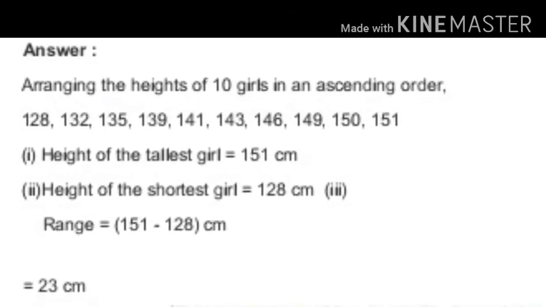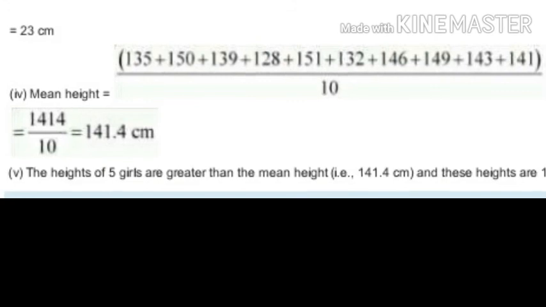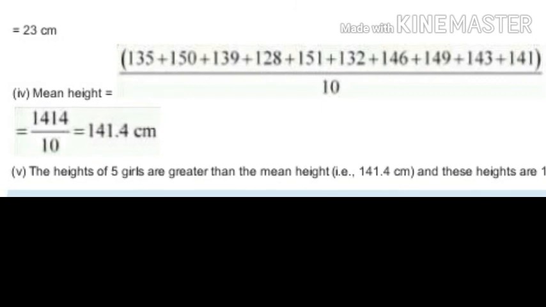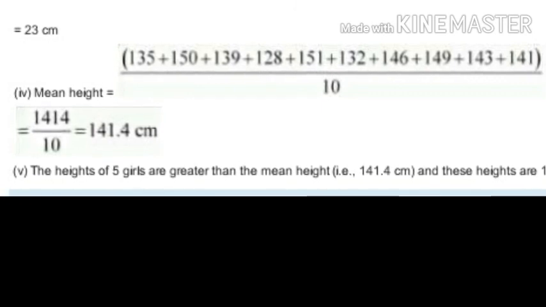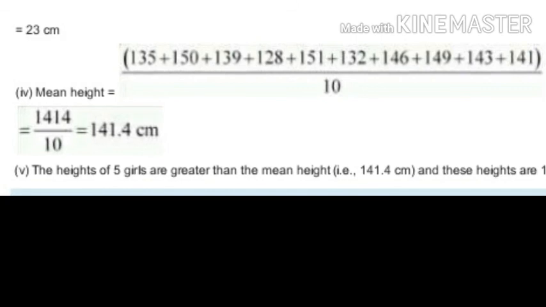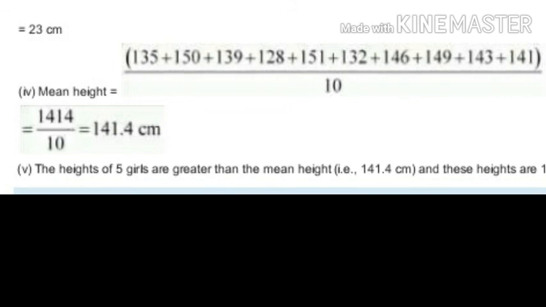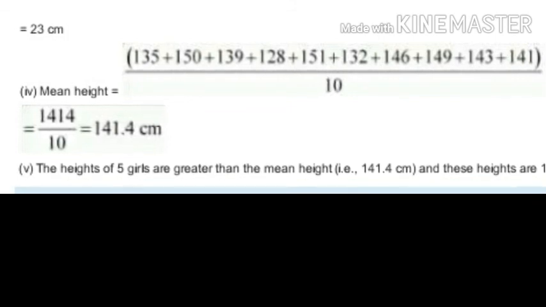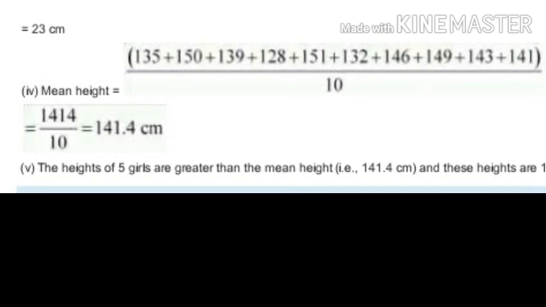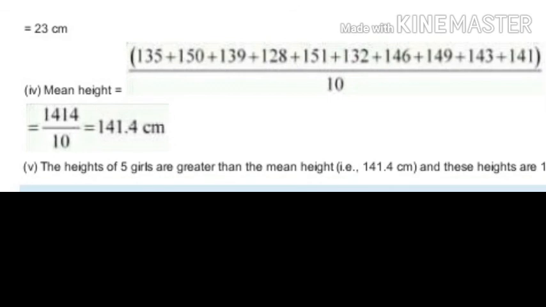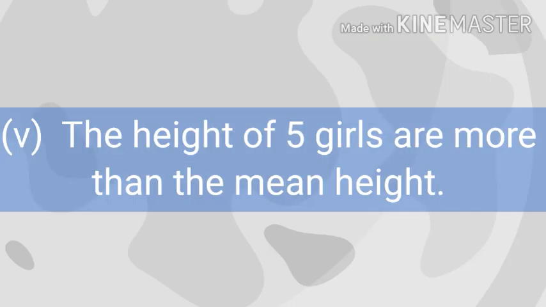Now mean height of the girls. First we have to add all the observations. Sum of all observations is 1414 and the number of observations is 10. So we have to divide 1414 by 10. So 1414 divided by 10 is equal to 141.4. And last, how many girls have height more than the mean height? The heights of 5 girls are more than the mean height.